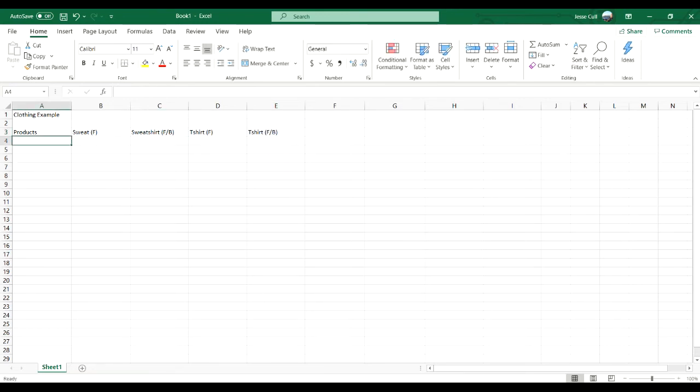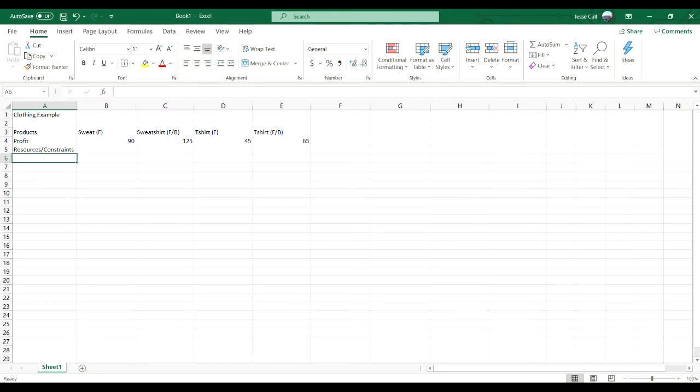Once we've entered that information, we have to indicate what profit we generate from each product, because that's what we're ultimately trying to determine in this question. And in this situation, it's very easy to see from the question that's given to us, it's $90, $125, $45, $65. Once we've done that, we have to include our resources or constraints. We'll expand this column a little bit just for ease.